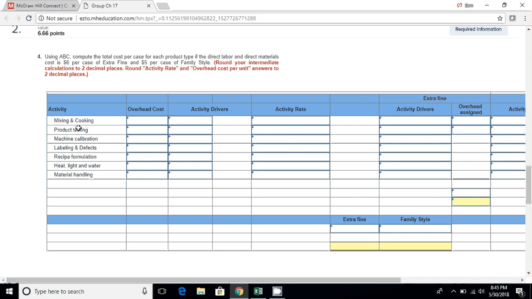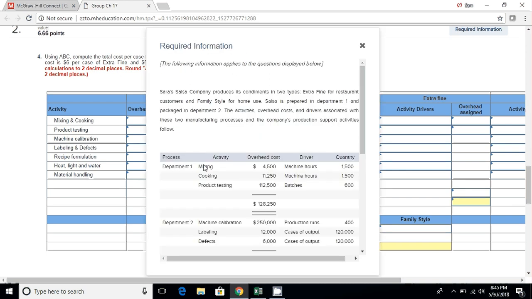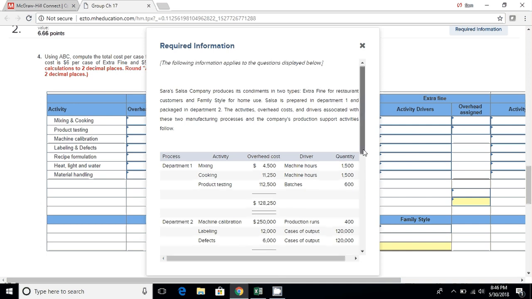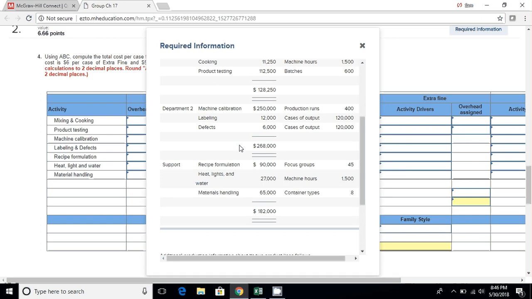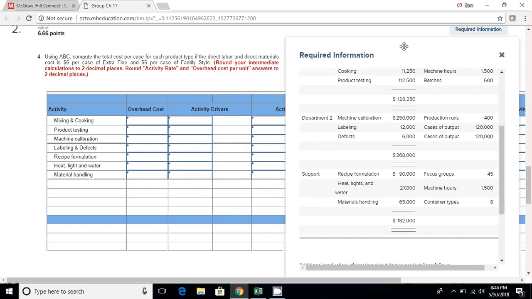Look, they've put mixing and cooking together. But if we look at the required information, you'll see that mixing and cooking were two completely separate activities. So we're going to group those together. Product testing is still by itself, machine calibration still by itself, but we've grouped labeling and defects together. And then it looks like we're going to keep recipe formulation alone, heat, lights, and water still alone, and material handling is still by itself as well.